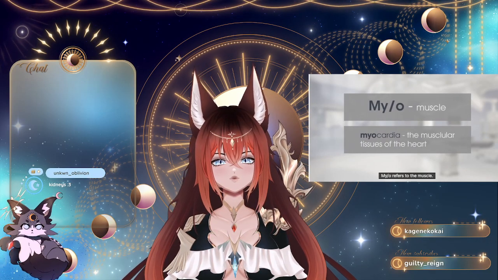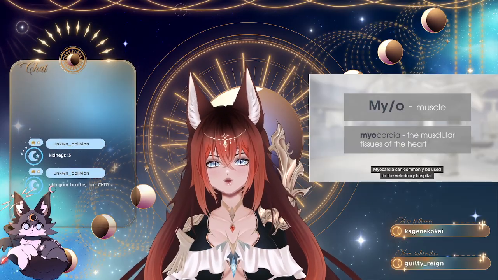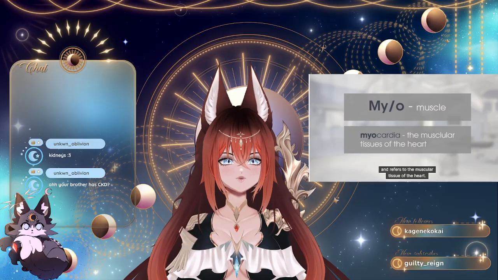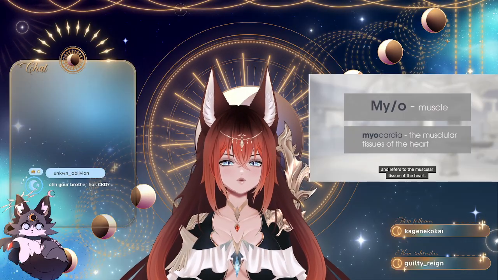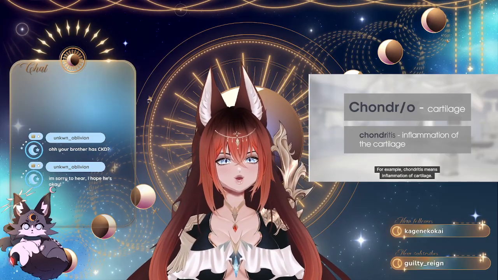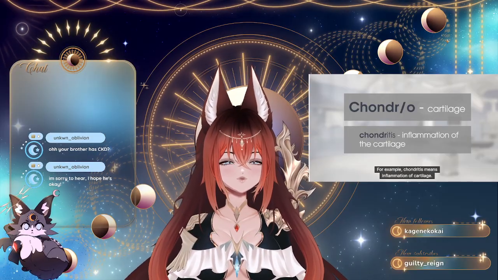Myo refers to the muscle. Myocardia can commonly be used in the veterinary hospital and chronic refers kidney to the disease? Yeah. muscular tissue of the heart. He had a kidney transplant when he was 2. Chondro refers to the cartilage. For example, chondritis means He's doing inflammation great. of cartilage. He's doing great.